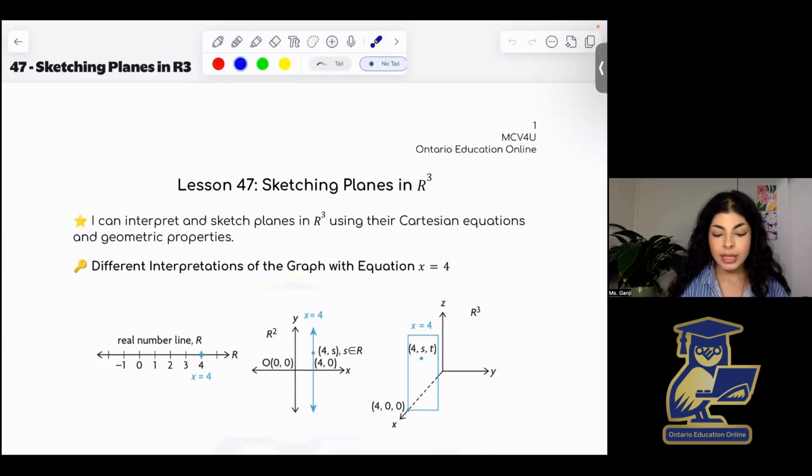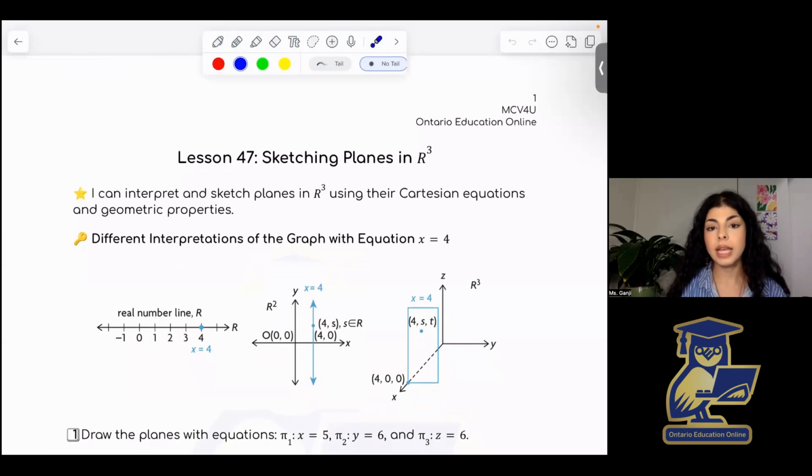Today's lesson, though, in this part, we are looking at sketching planes in R cubed. So by the end of this lesson, you will be able to interpret and sketch planes in R cubed using their Cartesian equation as well as geometric properties that we're going to see.